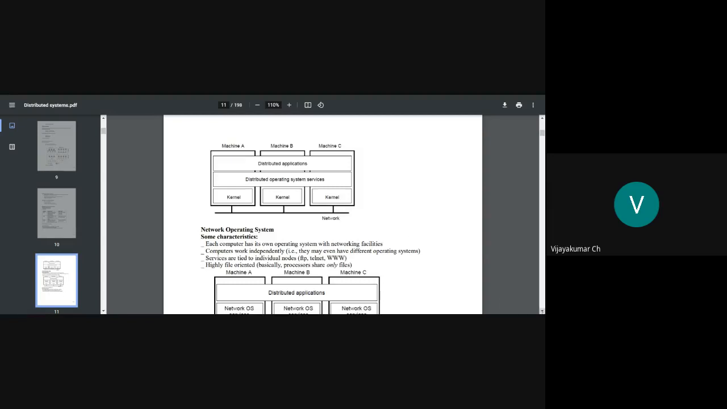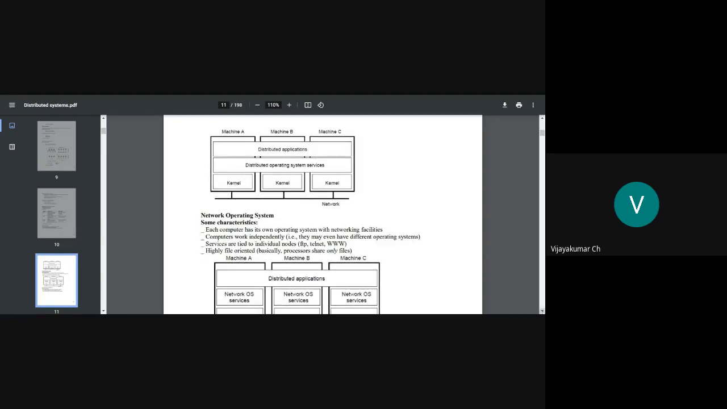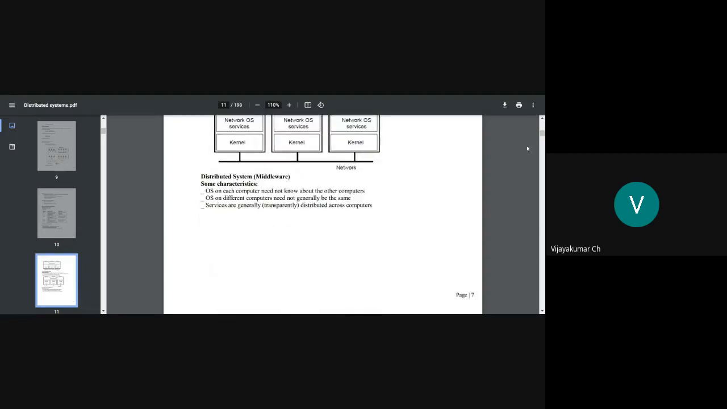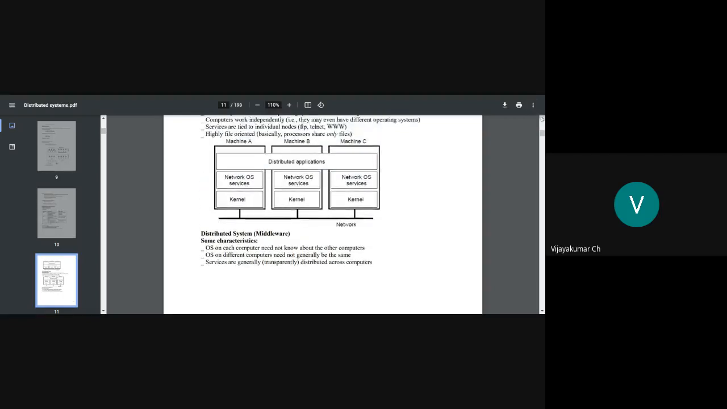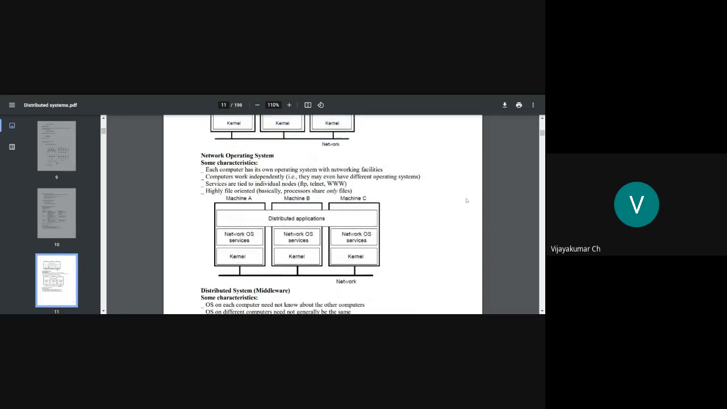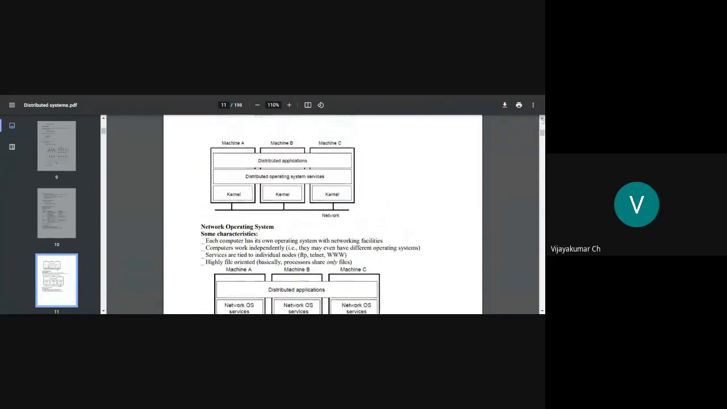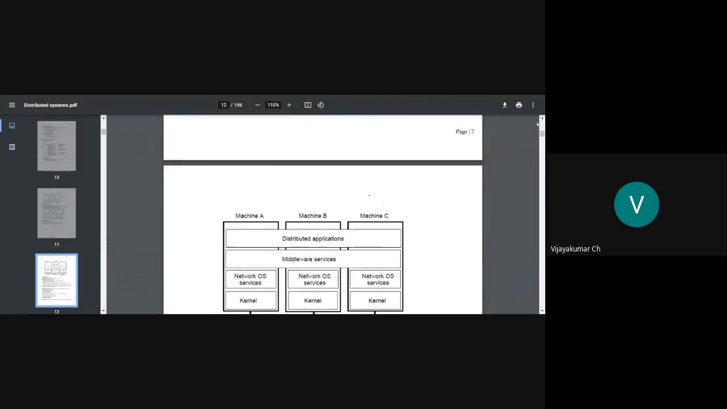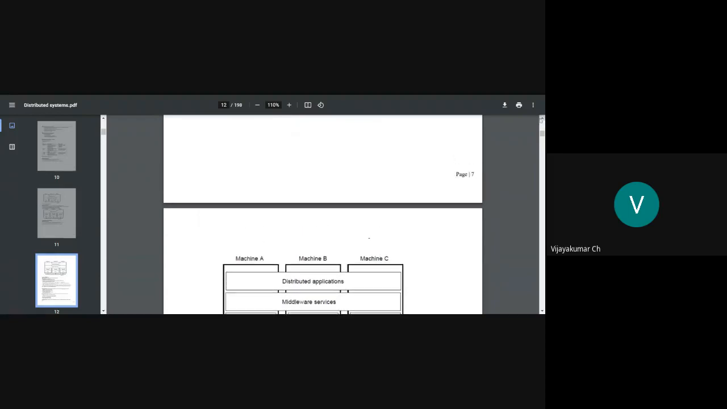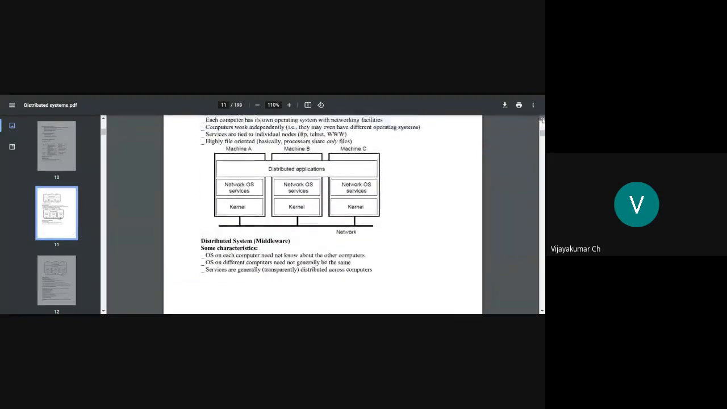After that, just see the diagram here. There are distributed applications using a network operating system, NOS, which means network operating system. Using network operating system services, the particular data and the tasks will be available to the particular machines, that is machine A, machine B, machine C.